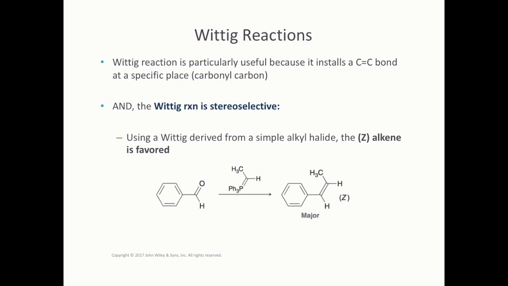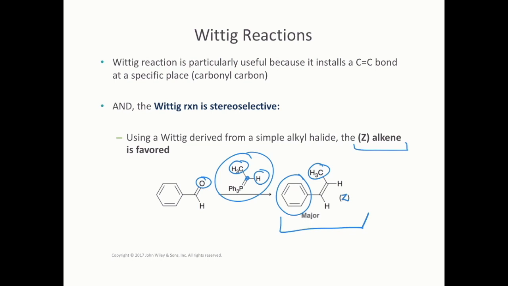With the Wittig reaction, if it is derived from a simple alkyl halide, the Z alkene is favored. So if we take this Wittig reagent, this carbon and the two things attached to it will essentially replace the oxygen of the carbonyl. And in the major product, we're going to have the Z alkene geometry. So notice here, the high priority groups are on the same side, which is why this is Z. This is high, this is low, this is high, this is low.